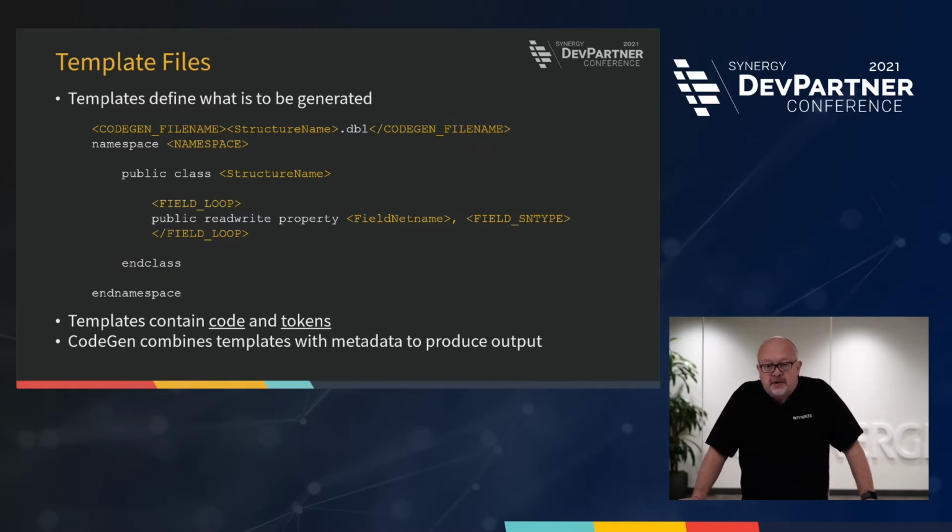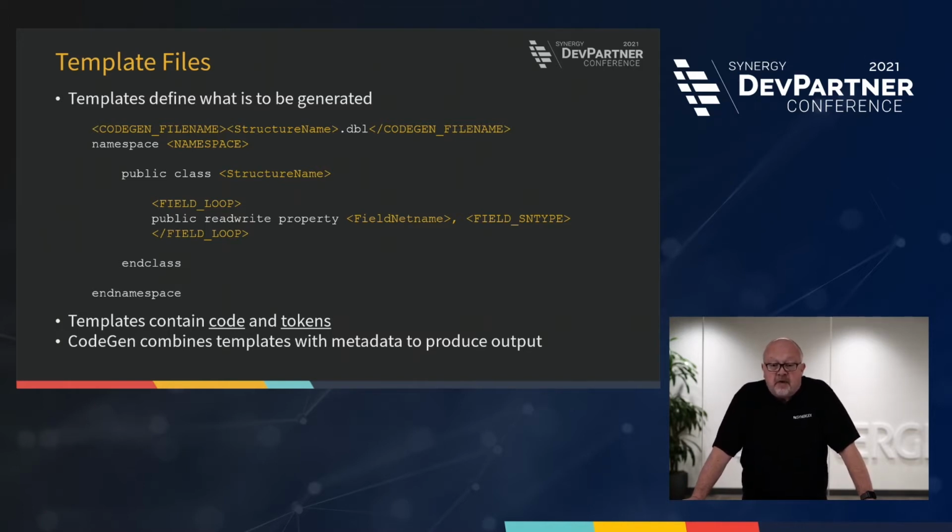CodeGen also, as well as using metadata, heavily uses things called template files. A template file is a text file that basically has some content that defines the basic layout for whatever it is you're trying to generate. And that content is typically a mixture of actual code in whatever syntax you're trying to create. So here we've got some examples of some Synergy OO code. As you can see, we've got a namespace keyword and a public class, end namespace, and various public read-write properties.